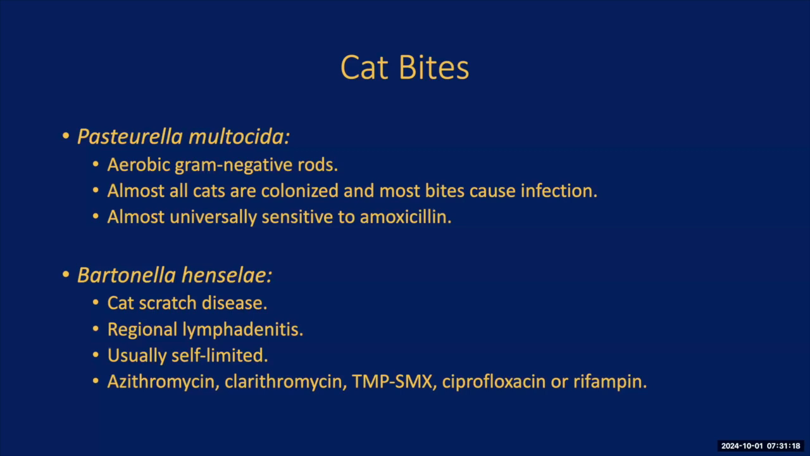The second pathogen that is implicated with cat bites is Bartonella henselae, and it typically causes cat scratch disease. It can cause regional lymphadenitis, and rarely, especially in immunocompromised people, it can lead to a more systemic infection. It can cause more distant involvement of lymph nodes and glands, and sometimes the spleen and liver. But usually, this is a self-limited infection, especially in immunocompetent people.